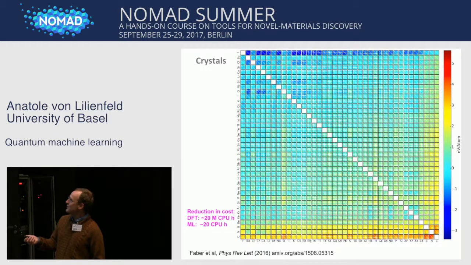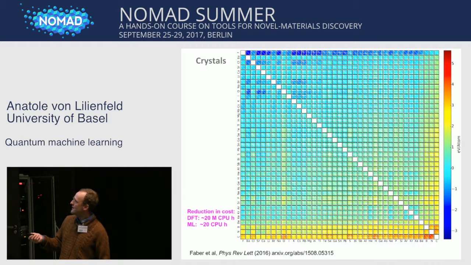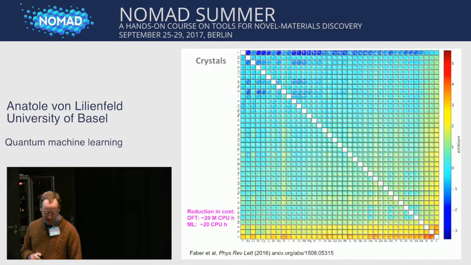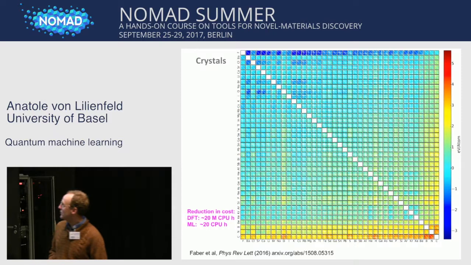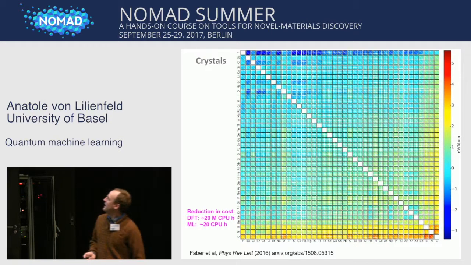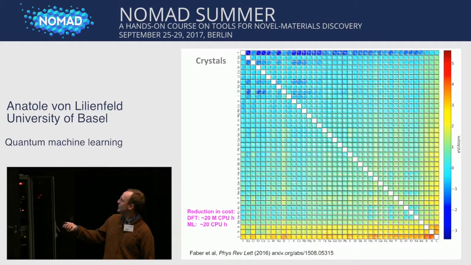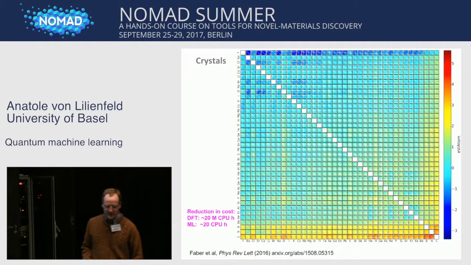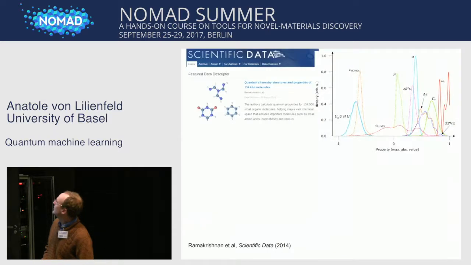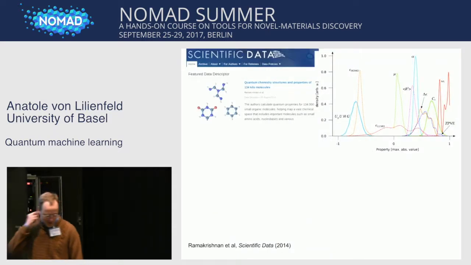Now, of course, this is what makes the whole thing exciting. With DFT, this would have taken you 20 million hours, and with the machine learning algorithm, it was less than a day. So you see one component here. This is the second component. And each box then has a third and a fourth component. So it's 5-dimensional.